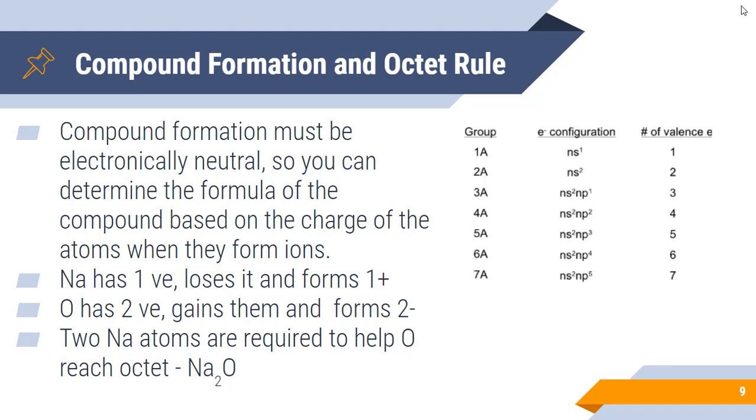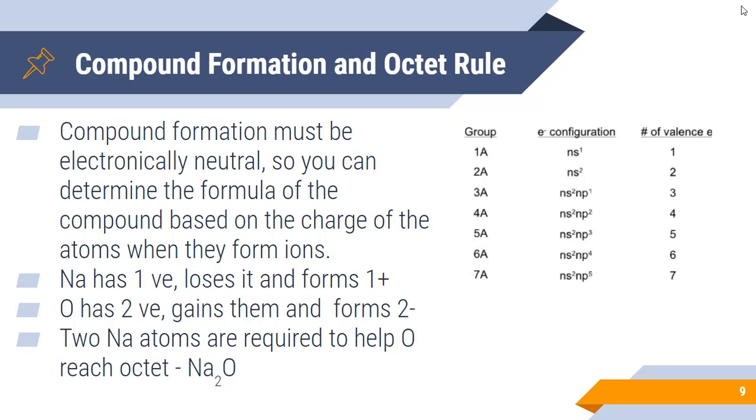If you take a look on the right here, you can notice a correlation between the electron configuration and the number of valence electrons in the outer shell. The first group ends in s1, has 1 valence electron. Second group, s2, 2 valence electrons. When we get into the p orbital, it follows the same pattern. s2p1, 3 valence electrons, s2p2, 4 electrons, and so on.